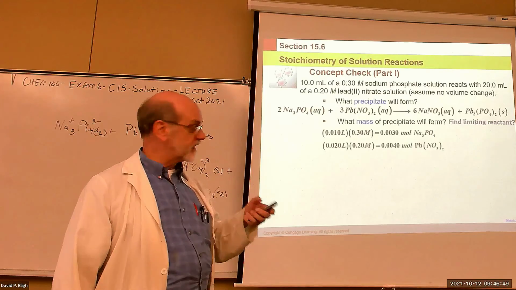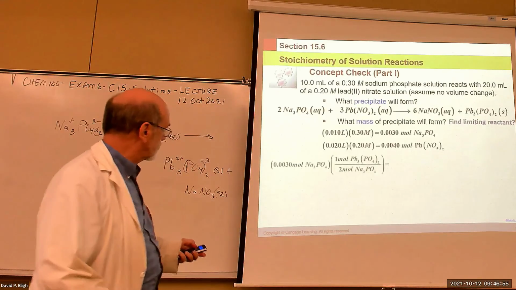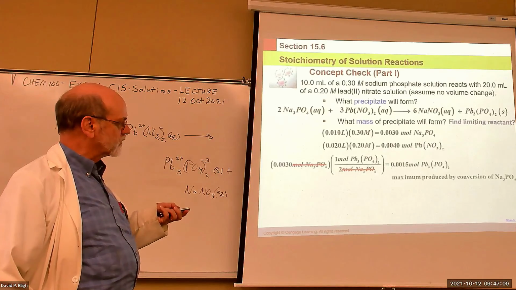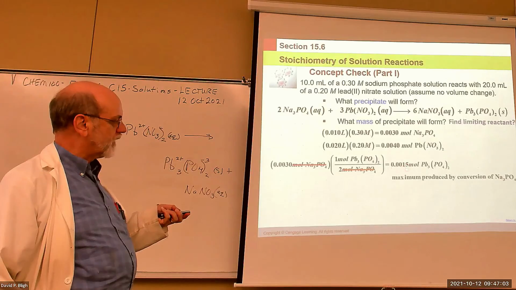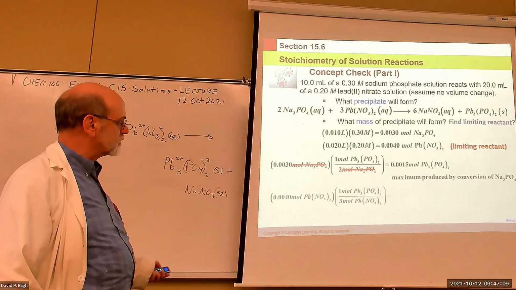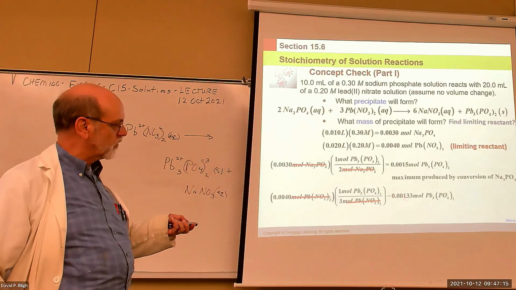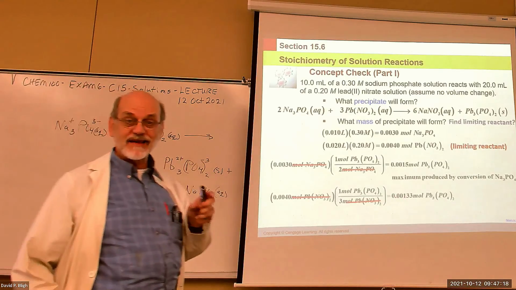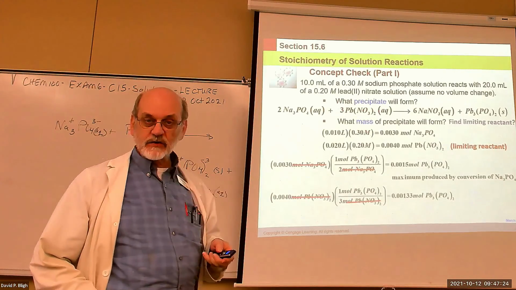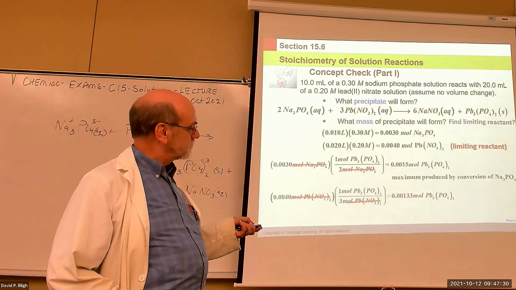And that's good because the next question is, how much of that is there? So when we do that conversion, we find that the sodium phosphate has the potential to make 0.0015 moles of the precipitate. If we do that same conversion for the other reactant, we find that it makes 0.00133 moles. It makes less. So this is the limiting reactant right there. The lead 2 nitrate is limiting, and it will only form this amount of the precipitate.